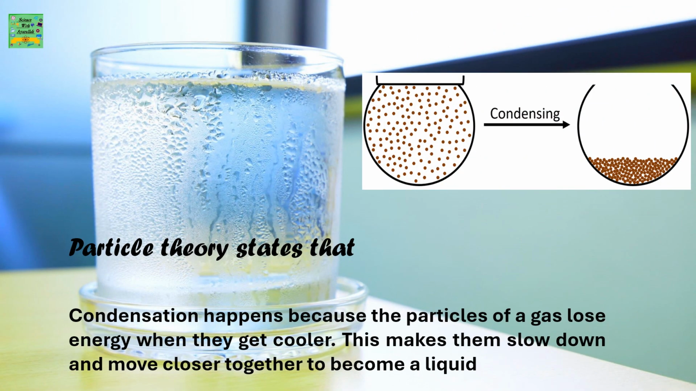The particle theory states that condensation happens when the particles of a gas lose energy, when they get cooler. This makes them slow down and move closer together to become a liquid. The opposite happens in evaporation, where the particles move further apart because of the heat energy, while over here the energy is lost and they get cooler. Because of that, they move closer together.